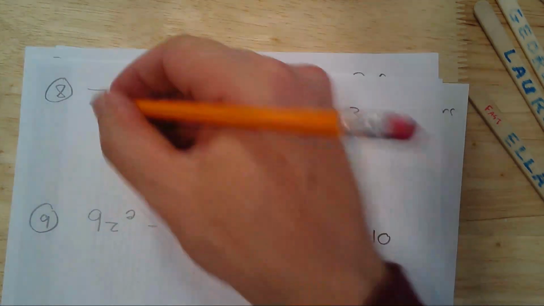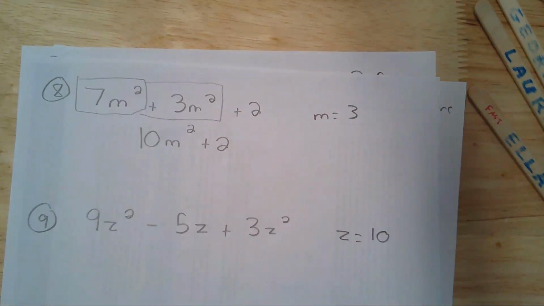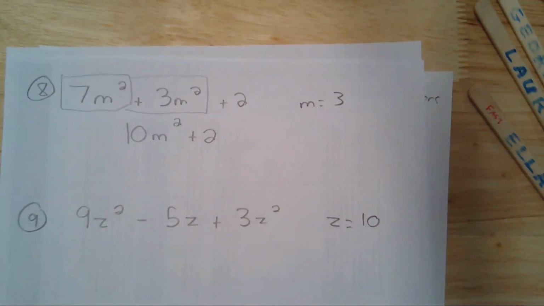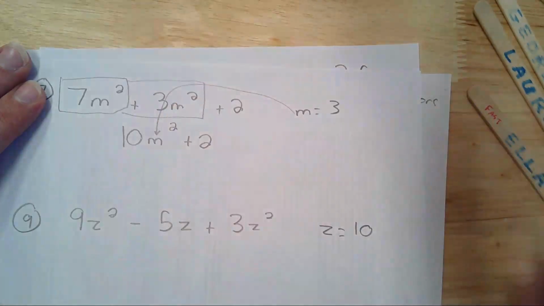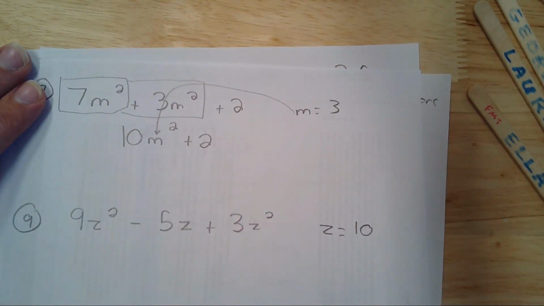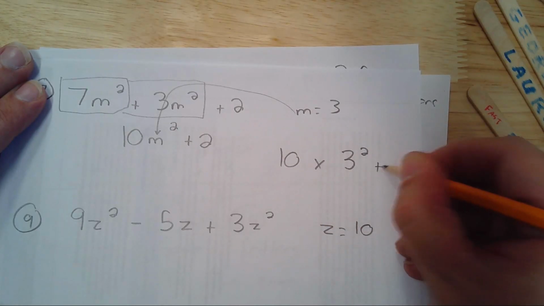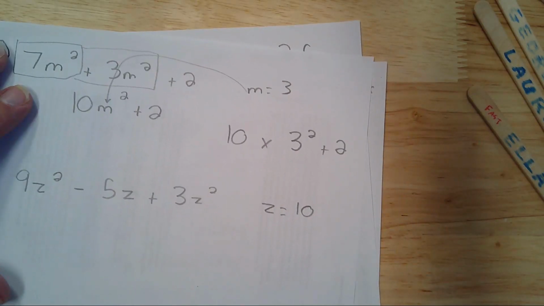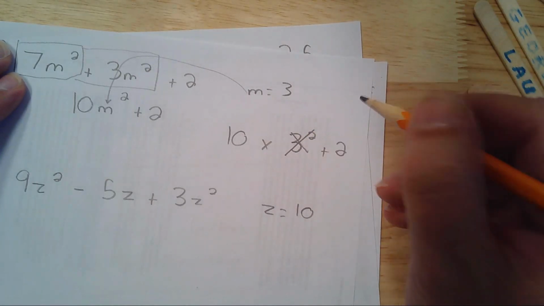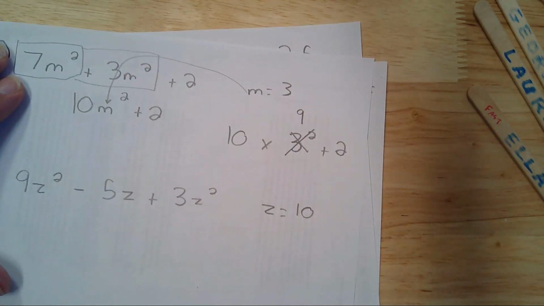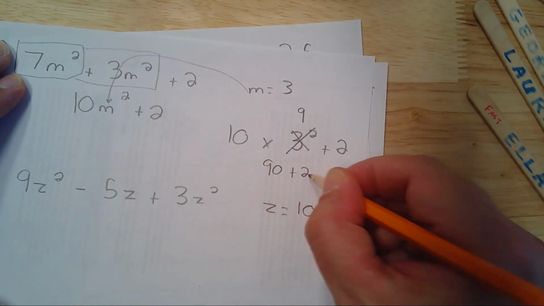So these are our like terms right here. They are the same variables to the same power. They can be combined. 7 plus 3 is 10. Variable doesn't change. Now it's a matter of plugging in m equals 3 right there. So now I would have 10 times m, which is 3 squared, plus 2. So first you're going to do 3 squared. Right, exponent before multiplying, 3 squared is 9. Then 10 times 9 is 90 plus 2, 92.